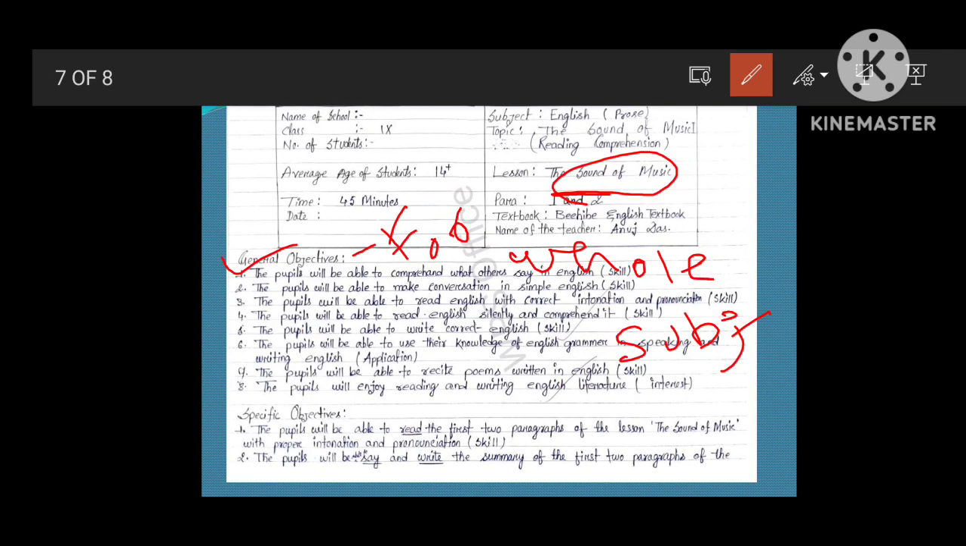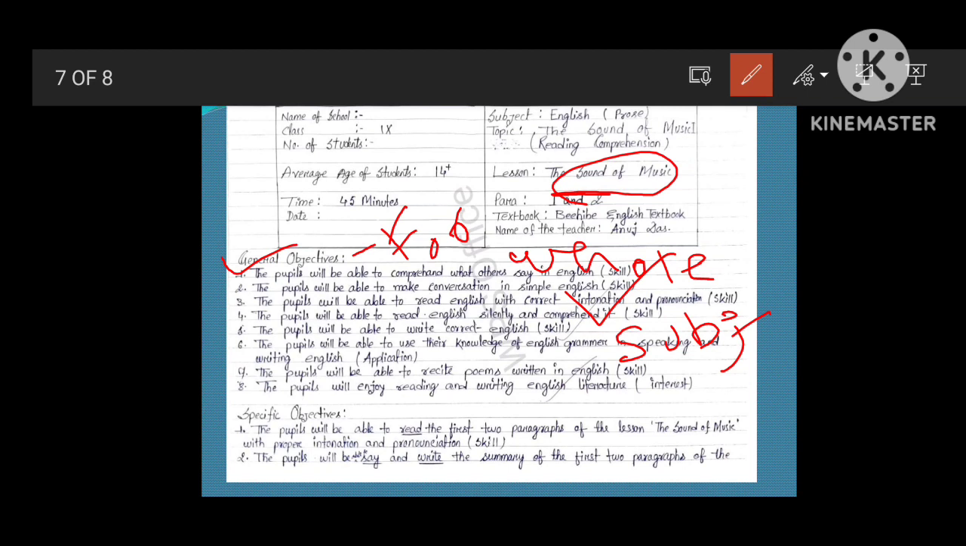Whether we are teaching prose, poems, or grammar, out of these things we will develop some general objectives. We will develop some general sense, general skills, general understanding, general knowledge, general interest.